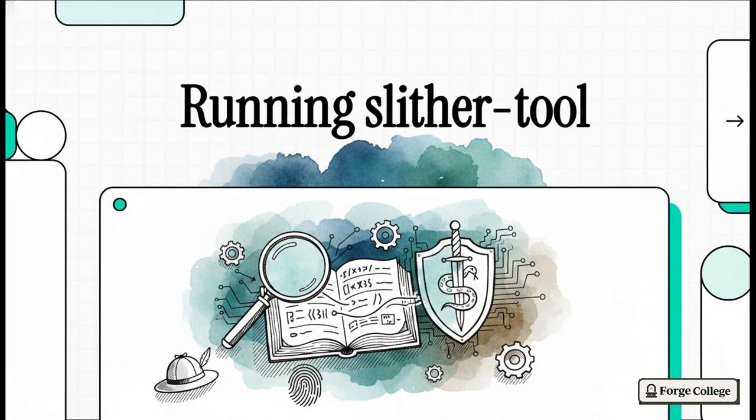But theory only gets us so far. Today, we're taking those abstract concepts and turning them into real hands-on skills. We're going to run the Slither tool, interpret what it spits out, and map those findings right back to the contract code. Let's dive in and get our hands dirty.